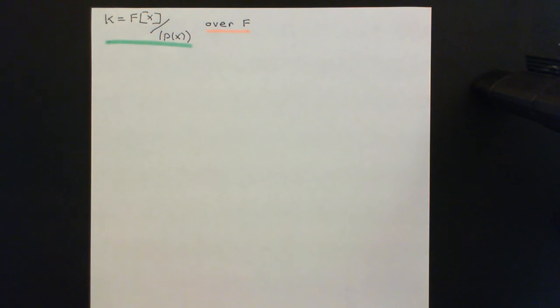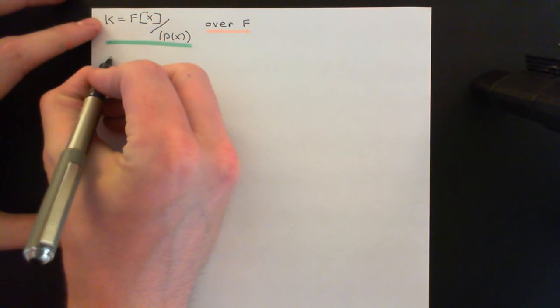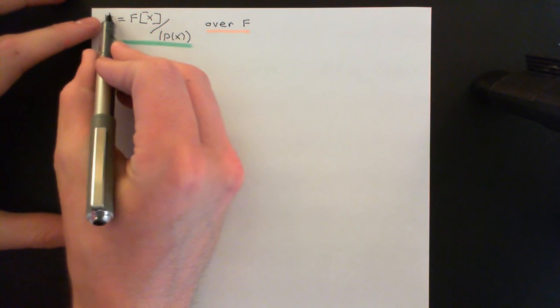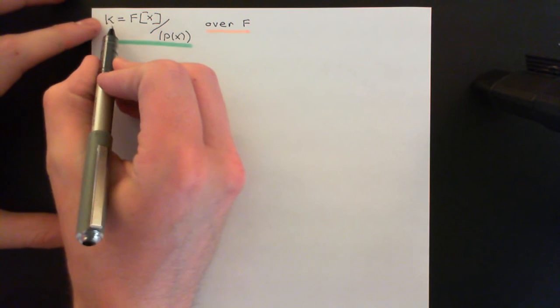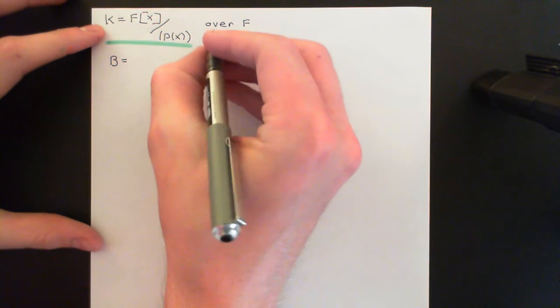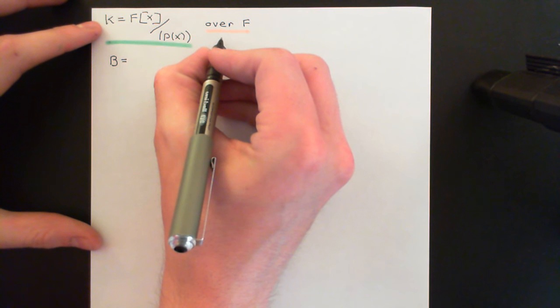I'm just going to tell you the basis, and then we're going to prove that it's a basis. It's a very natural basis, you could probably guess it. Remember, a basis is just a set of vectors from the vector space, which in this case is our field extension K. So what am I going to pick? Well, first I need to define the notation I'm going to use.